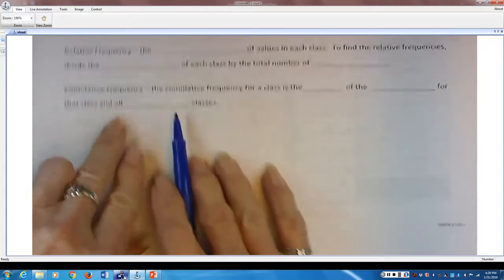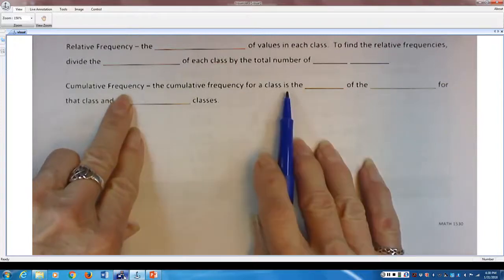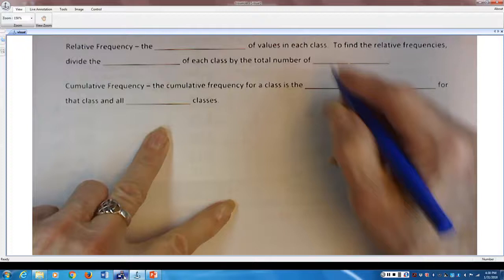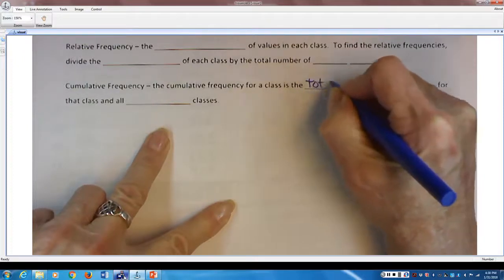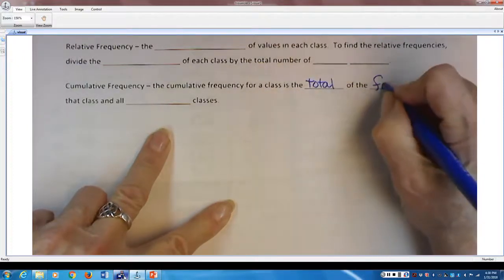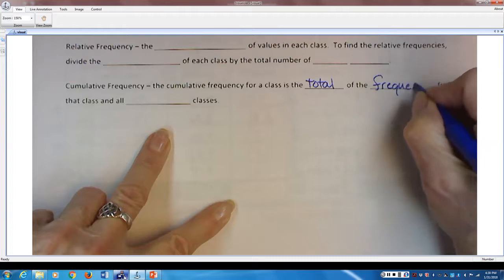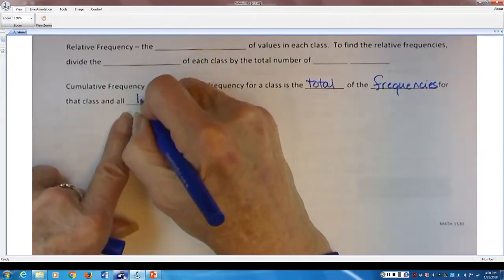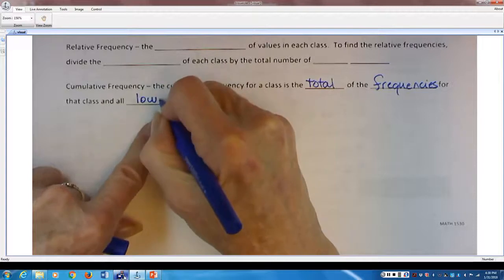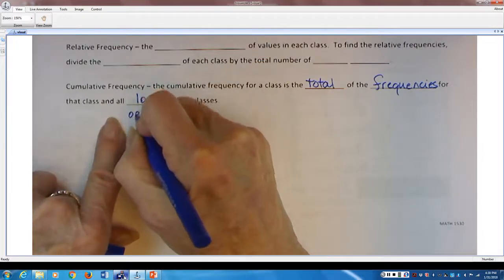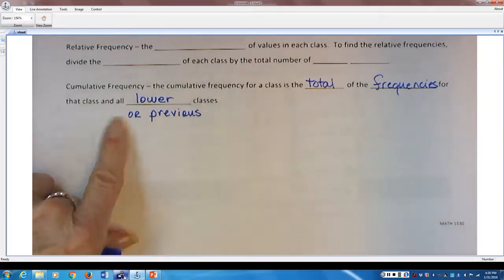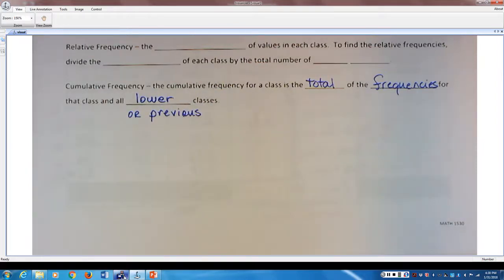Cumulative frequency. The cumulative frequency for a class is the total of the frequencies for that and all lower or previous classes, not other classes. Because it's the ones that are less than that one, the ones that are behind that one. Okay?